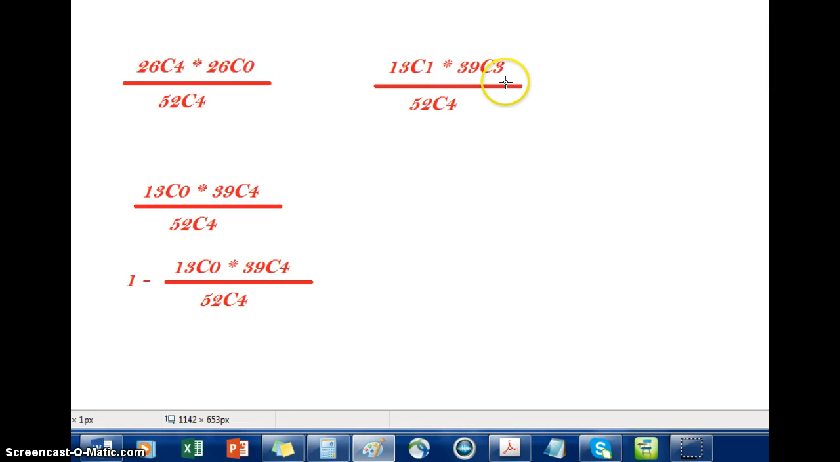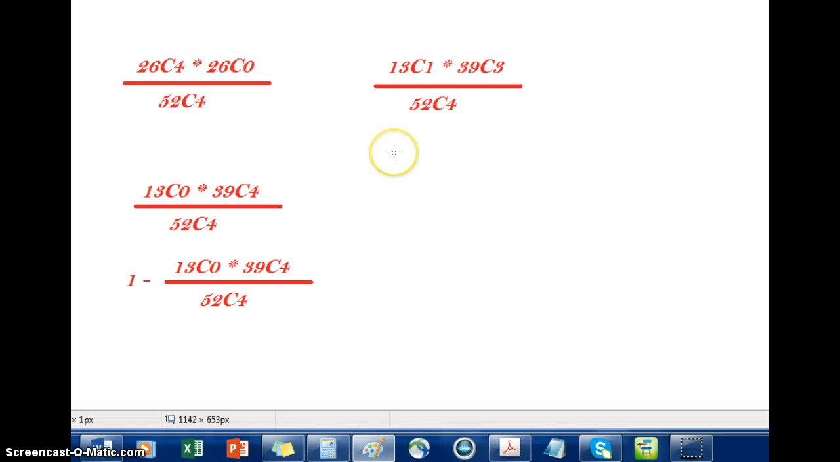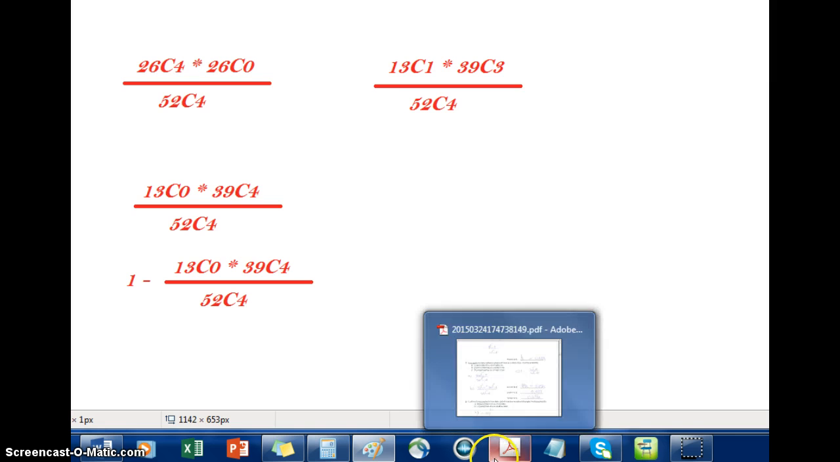And notice the pattern continues here. It was asking what's the probability you get exactly 1 club. So think of your 2 groups. You have clubs and then everything else. So from your clubs, there's 13 of them, you're picking exactly 1, and from everything else, there's 39 of them, and you'd be picking 3. And again, there's this many total possibilities of 4 cards, so that goes on bottom.